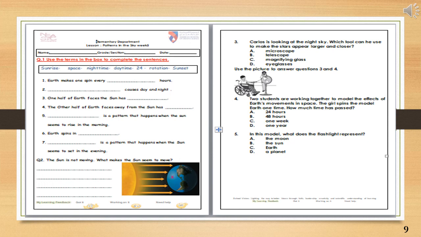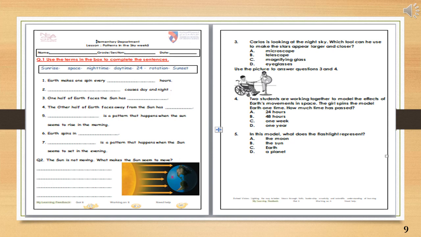Number 3, Carlos is looking at the night sky. Which tool can he use to make the stars appear larger and closer? Is it A, microscope, B, telescope, C, magnifying glass, or D, eyeglasses?